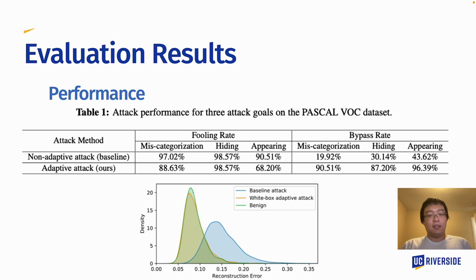The bottom plot shows the anomaly score distributions in three scenarios. We can see that for the baseline attack, the peak is far away from the benign examples. But in our white box adaptive attacks, the distribution highly overlaps with the benign examples.